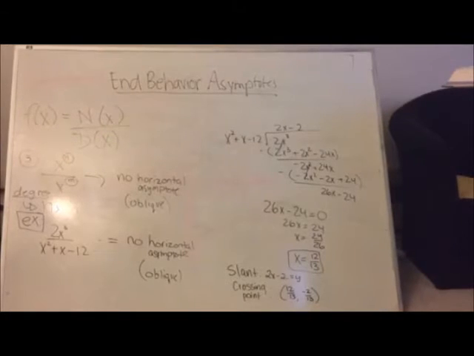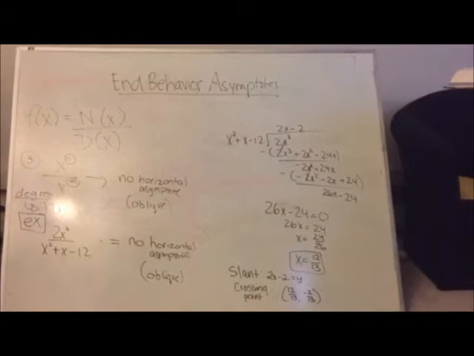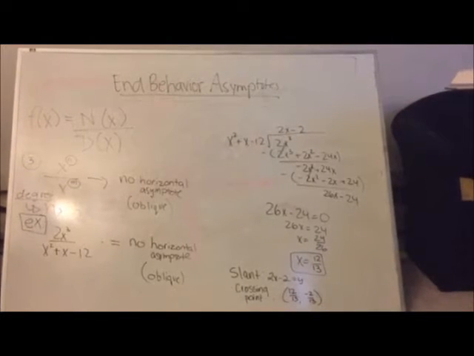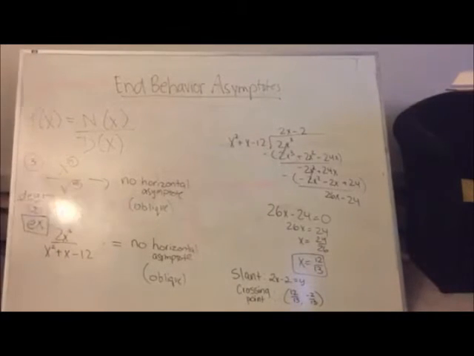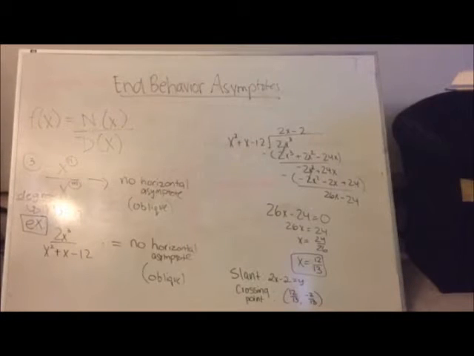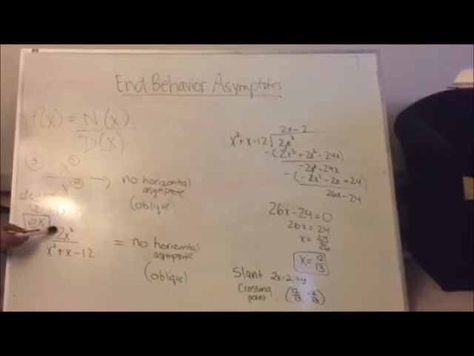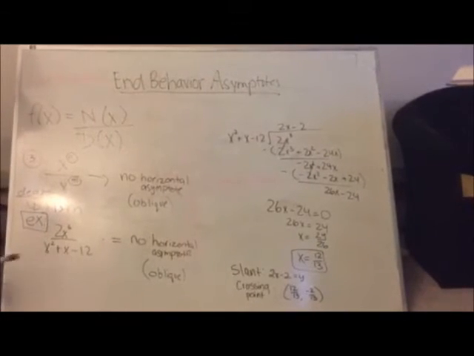The final instance we'll be talking about when it comes to end behavior asymptotes is where the degree of the numerator is greater than the degree of the denominator. When this happens, you're not going to get a horizontal asymptote. Instead, you're going to get an oblique asymptote. Right now we'll be focusing on slant asymptotes, where the equation of the asymptote will be a line.